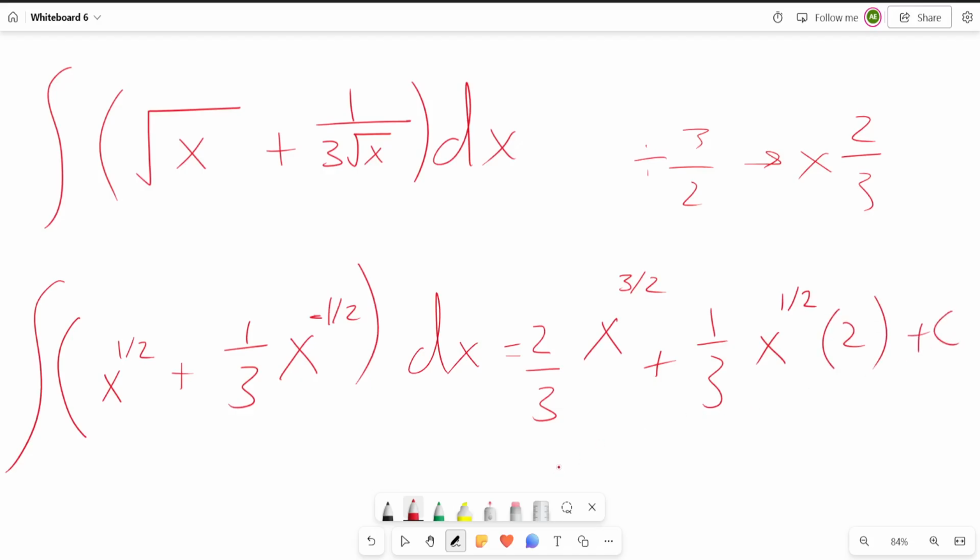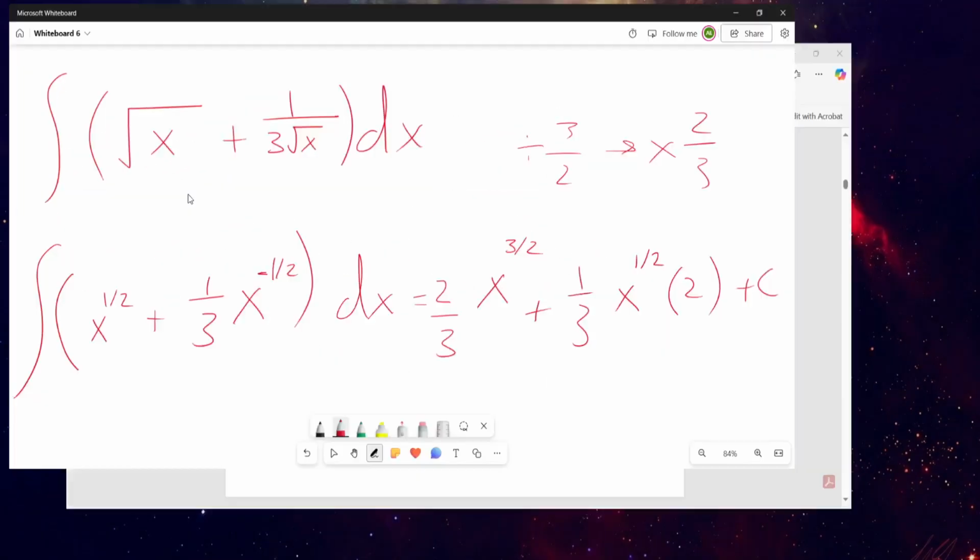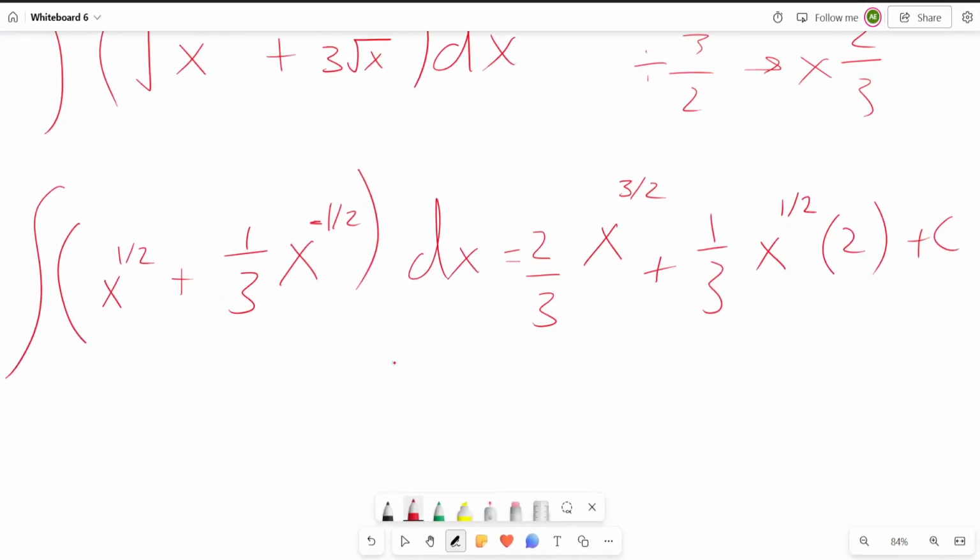We never forget the c. So this is going to be 2 over 3 x power 3 over 2, plus 2 times 1 over 3 is 2 over 3 x power half plus c. So this is your answer right there.